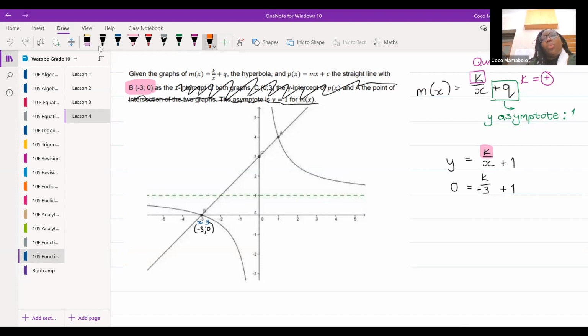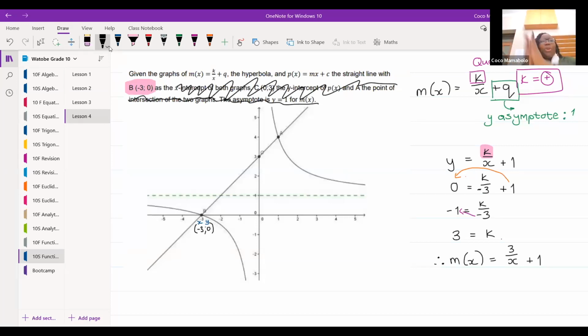Okay. So we need to transpose, guys. Take the 1 over. We're going to get -1 is equal to k over -3. And then we're going to cross multiply, guys. Remember, our k value must be positive because our graph is drawn in the first and third quadrants. So cross multiply, and then -1 times -3 will give me 3 is equal to k. Therefore, m of x is equal to 3 over x plus 1. Ta-da! Woo-hoo!